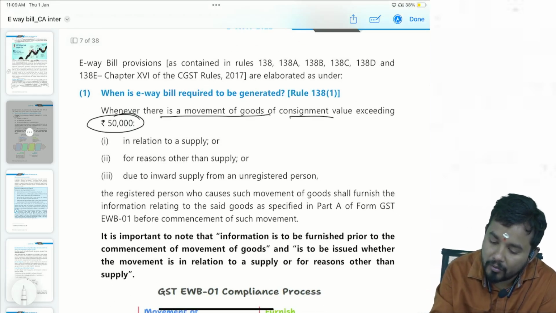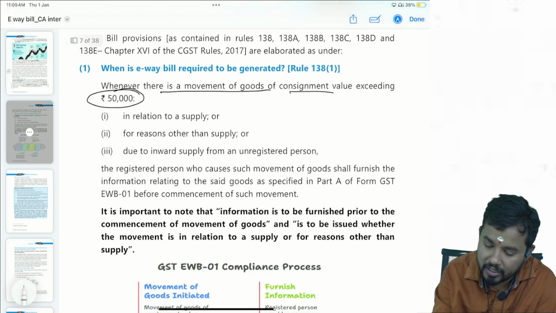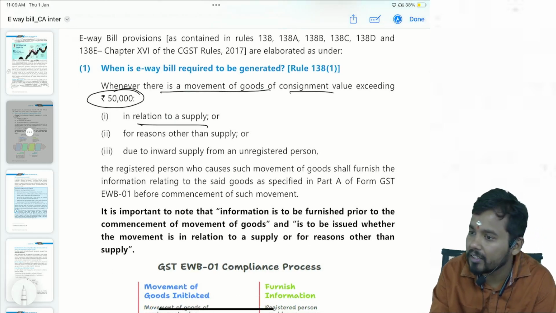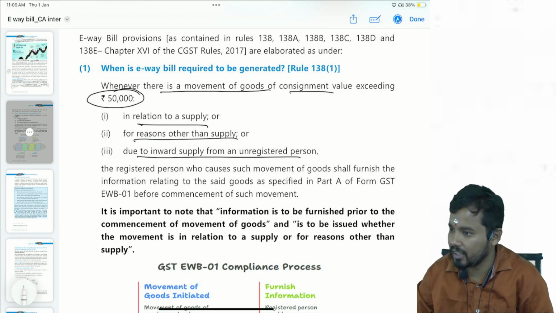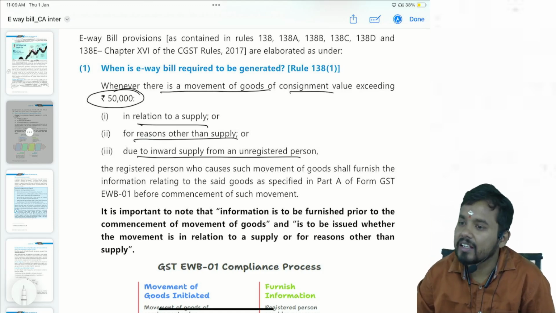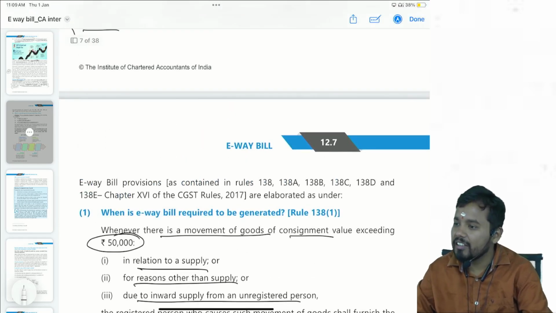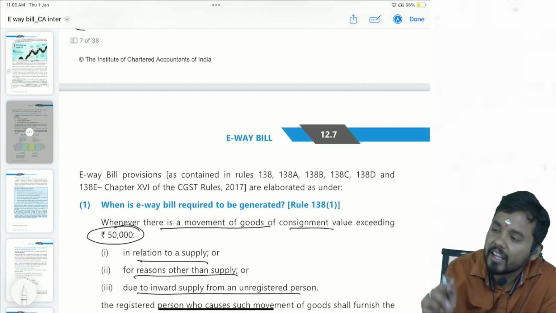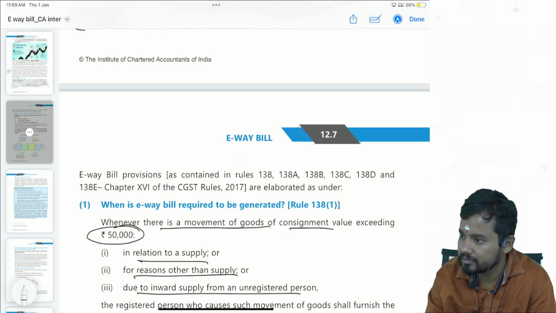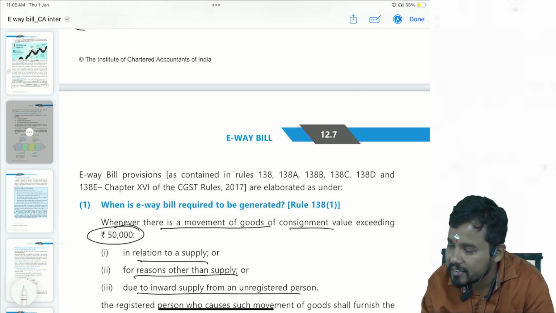Whenever there is a movement of goods of consignment value exceeding 50,000 in relation to a supply, or for reasons other than supply, or due to inward supply from an unregistered person. Okay, now, tell me one point, e-way bill who has to generate, supplier or recipient? The answer is anyone can generate. It need not be the supplier only, it can be generated by the recipient also.